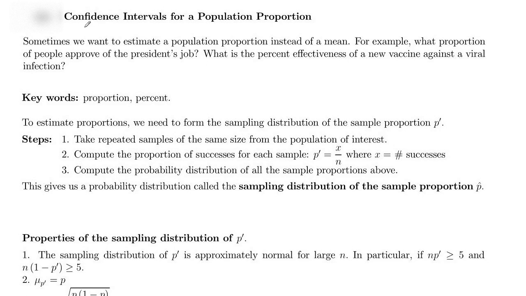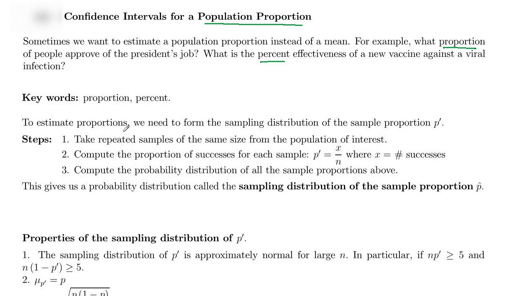So now we want to consider confidence intervals for the population proportion. So we want to be able to estimate proportions or percents. For example, we could ask what proportion of people approve of the president's job? Job approval ratings are percentages. What is the percent effectiveness of a new vaccine against a viral infection? Again, percent and proportion are your keywords telling you that you want to do a proportion and not a mean. If you see the word mean, then you know you're doing a confidence interval for the mean.